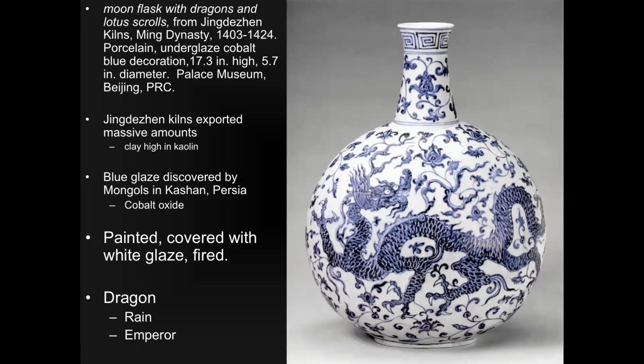And then the blue glaze, which you probably already recognize and associate with the Ming Dynasty, is discovered by the Mongols in Kashan, which is in Persia. We're going to talk about Kashan a little bit later on when we get to South Asia. And it's just cobalt oxide. And this chemical is still used for blue colors. My father was a glass chemist, and he used it for blue glass that he developed for Mercedes. So it's painted, it's covered with the white glaze and fired, and you get this incredible kind of porcelain.